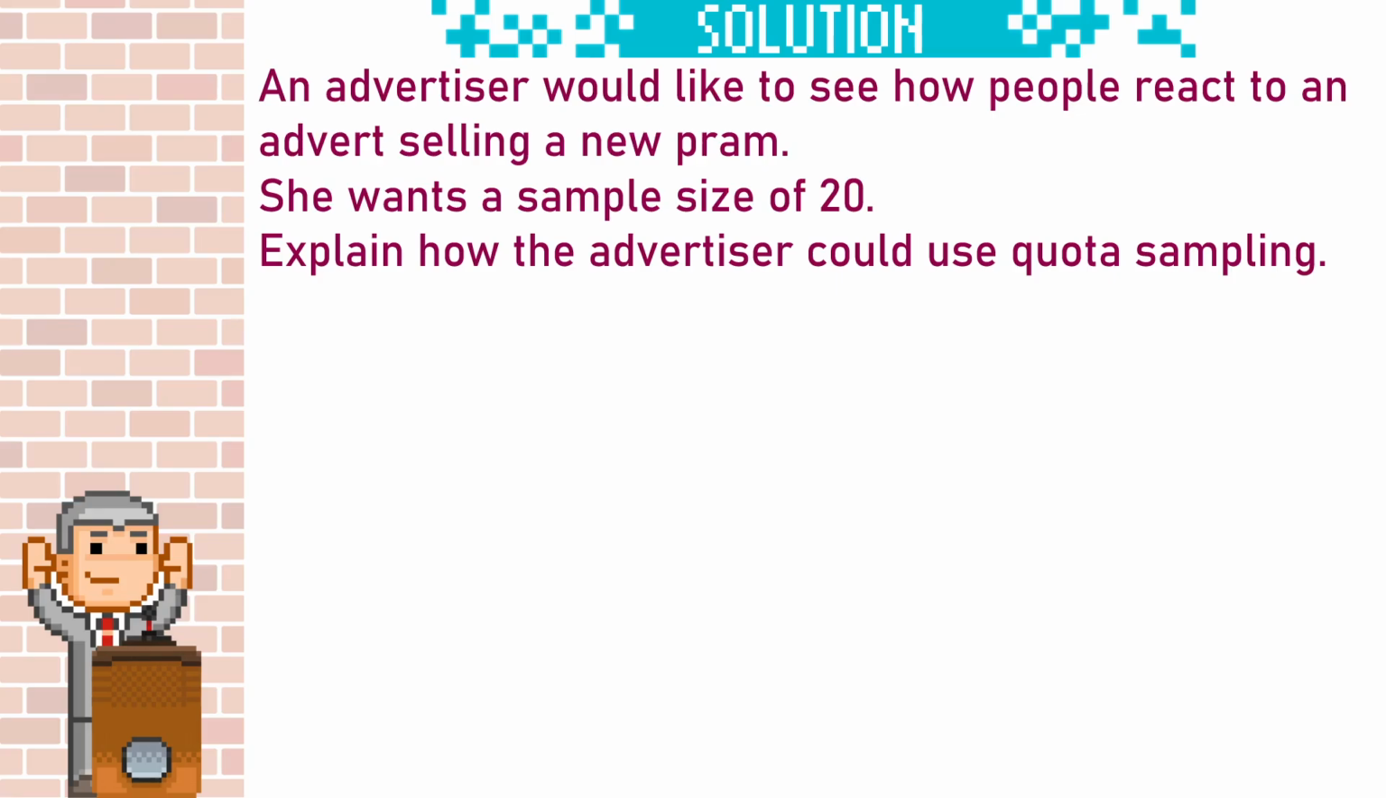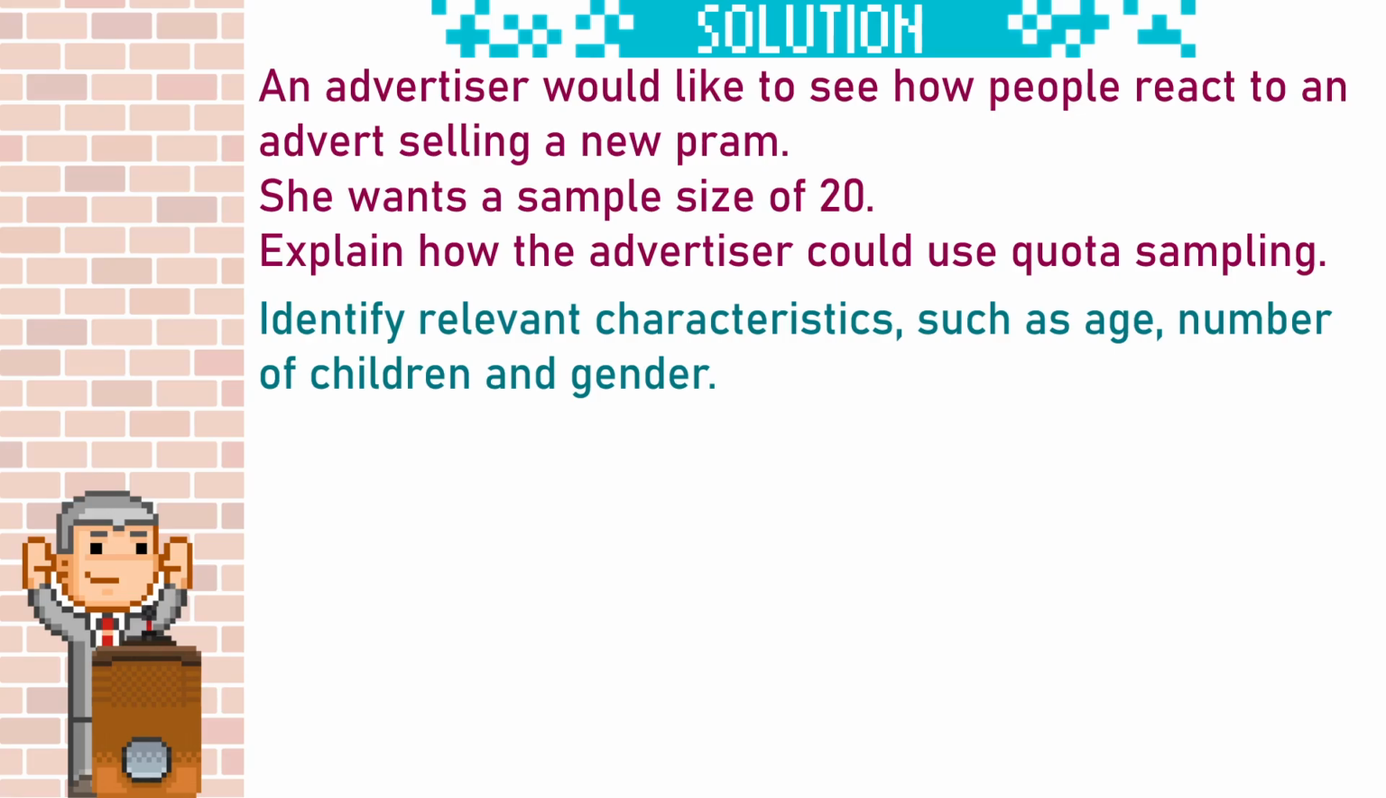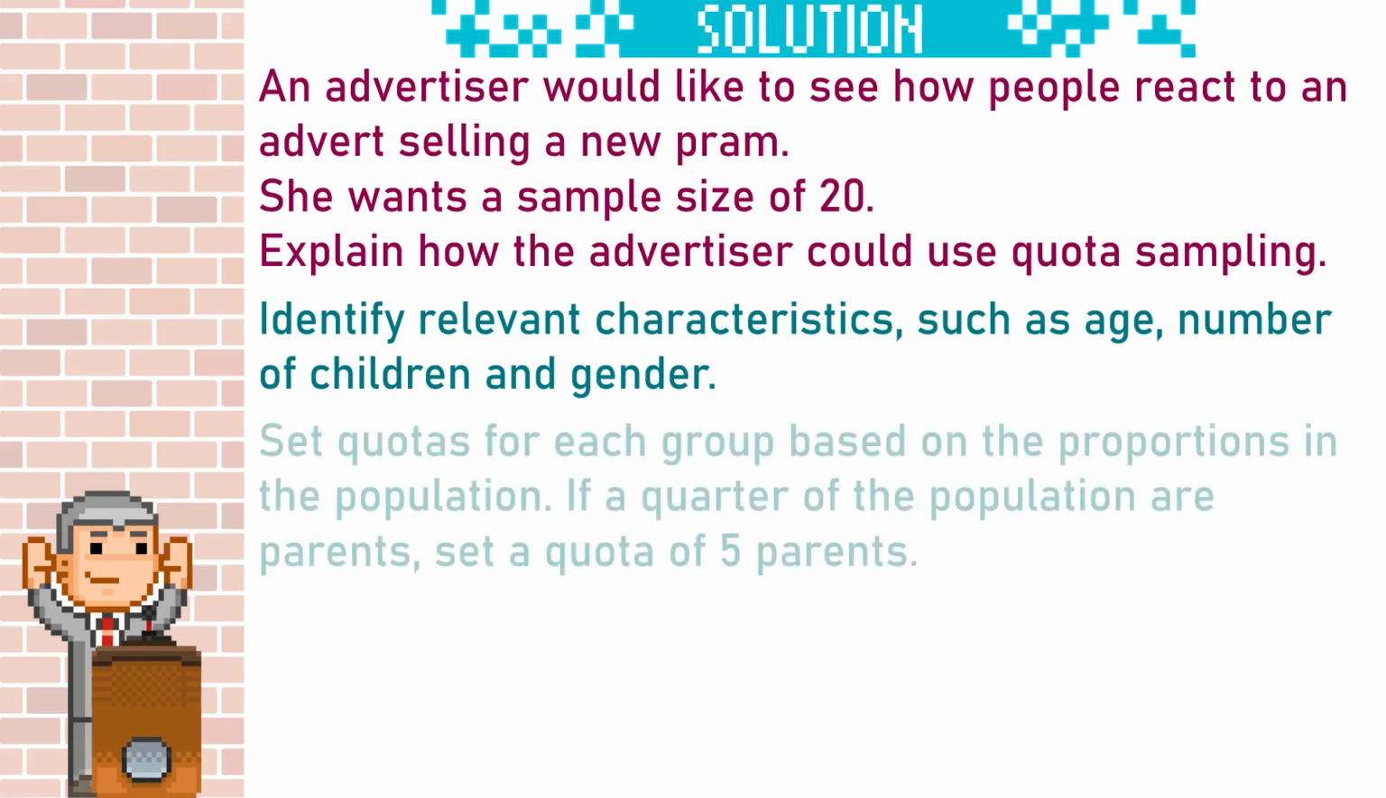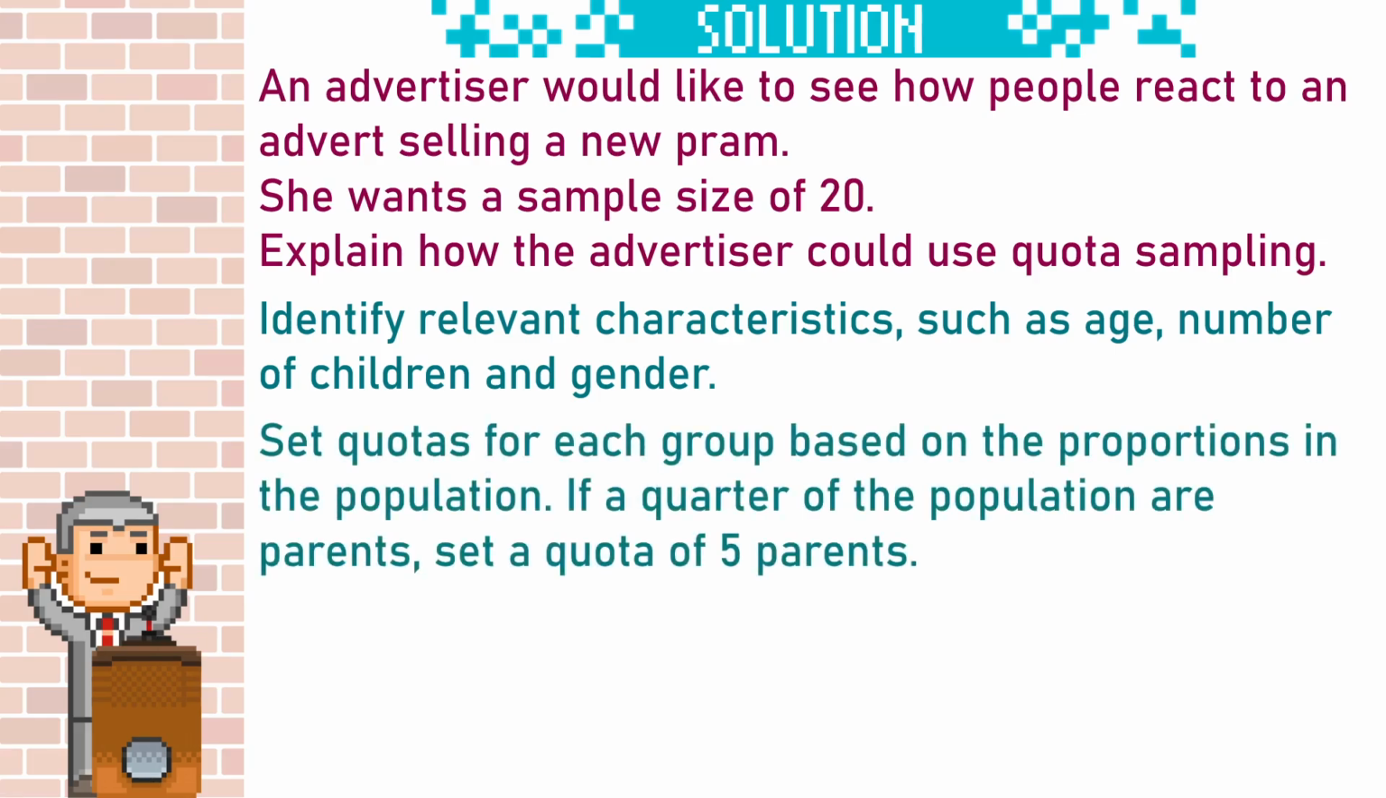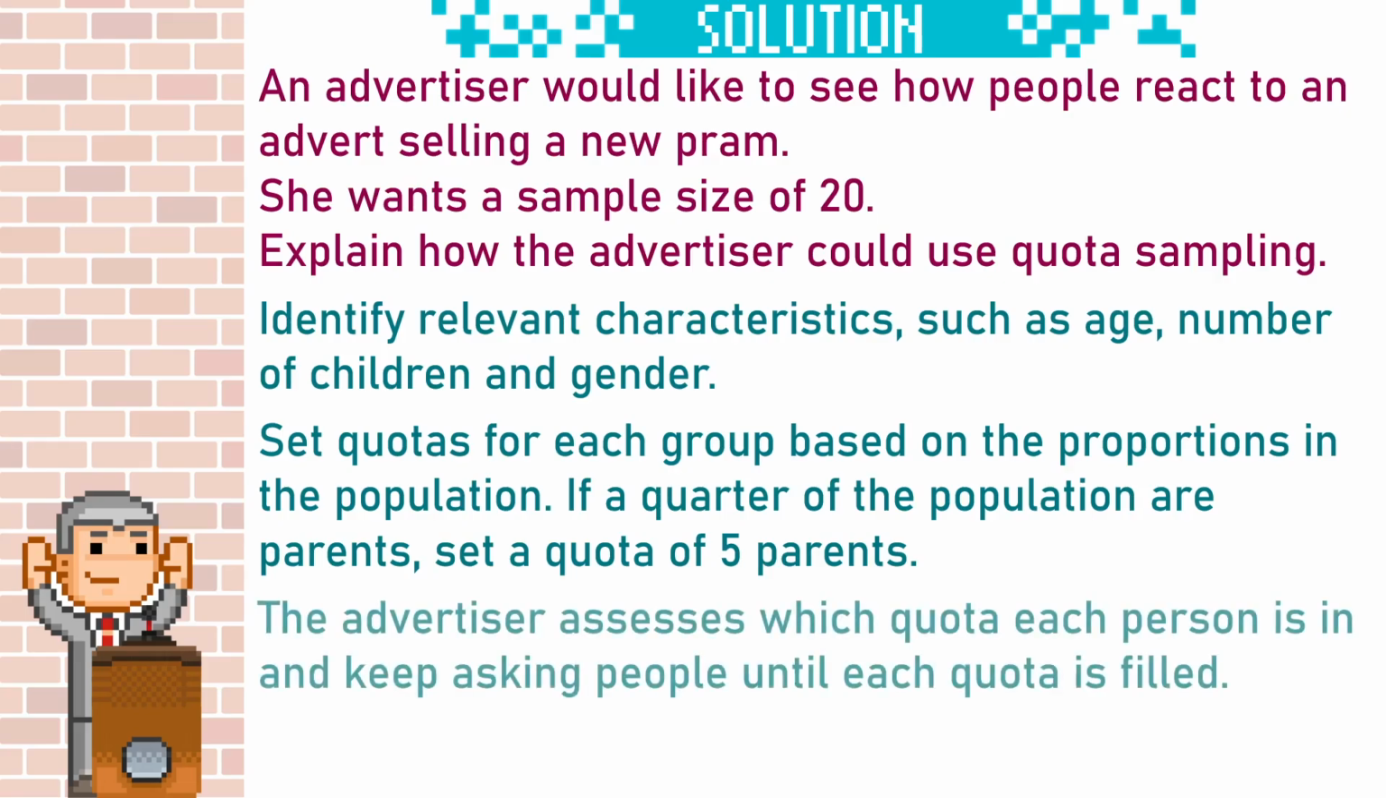For quota sampling, you first of all need to identify a relevant characteristic such as age or number of children and gender. Next, we need to set quotas for each group based on the proportions in the population. So say for instance, if a quarter of the population are parents, you set a quota of a quarter of 20, which will be 5 parents. The advertiser then assesses which quota each person is in and keeps asking people until each quota is filled.